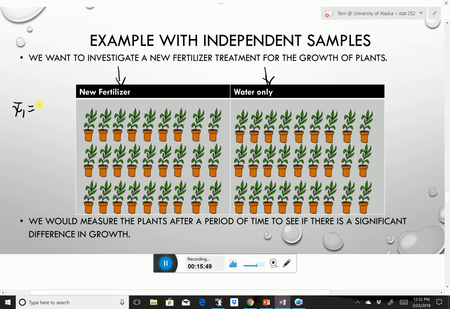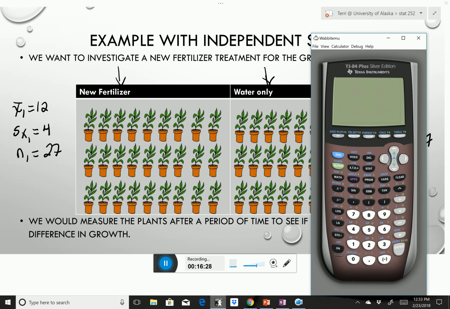So let's say that after a month we get X1 bar to be, the plants have an average of 12 inches with a standard deviation of 4, and we have 27 plants. You can count them if you want. And over here with the water, the average height was 10 inches. The standard deviation is 3. And N2, we also have 27 of these plants. So we want to compare this. So we go, okay, now let's go to our calculator.